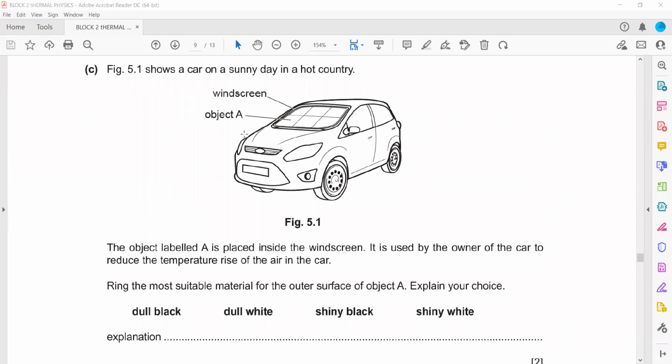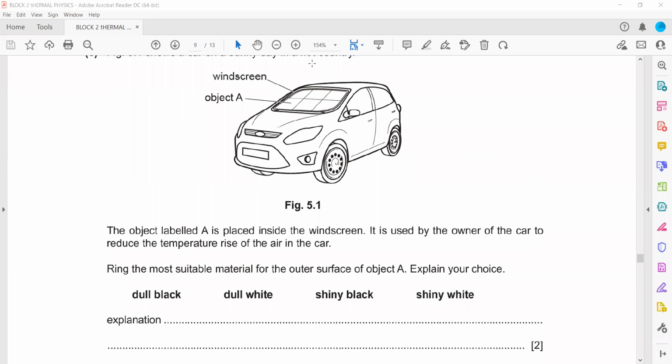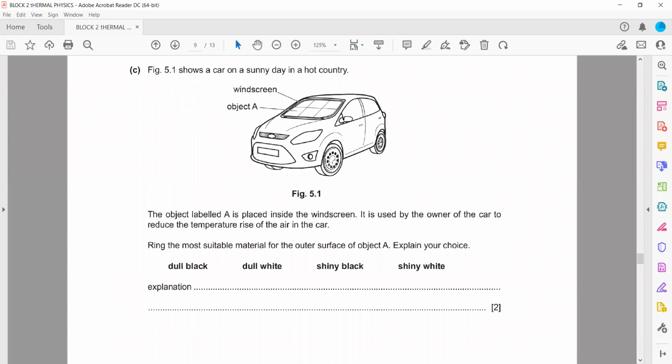Figure 5.1 shows a car on a sunny day in a hot country. The windscreen object A is there. The object labelled A is placed inside the windscreen. That is the sunshade, you can also say. It is used by the owner of the car to reduce the temperature rise in the air inside the car.